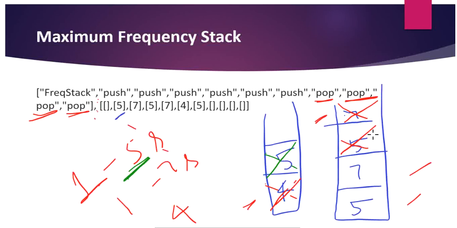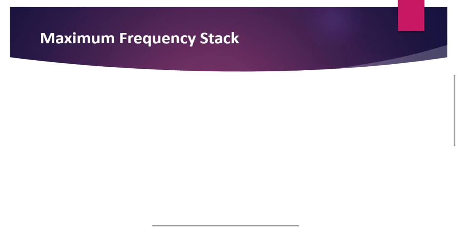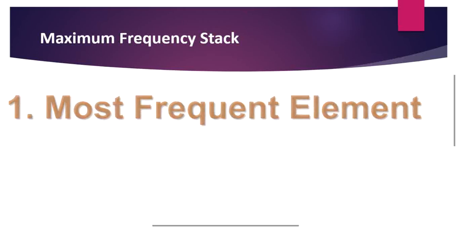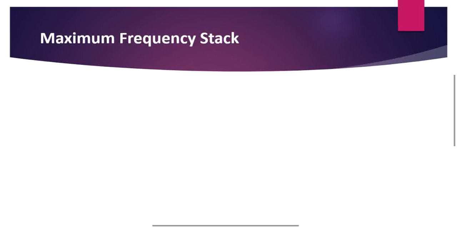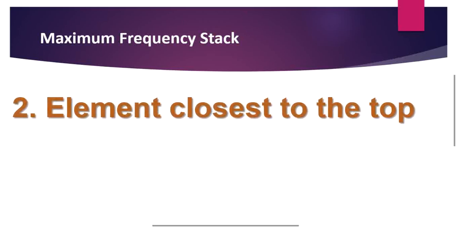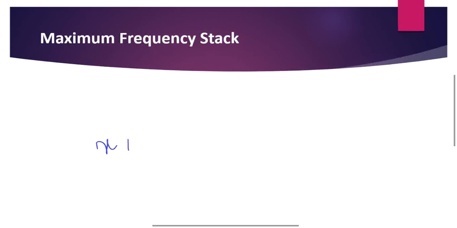So how are we going to approach this? Our stack is going to pop elements based on two factors. One, we have to check whether it is the most frequent element. If not, if two elements have the same frequency, then we have to check which is closest to the top. So for a number x we need its frequency as a factor, and its index, to find whether it is close to the top or not.